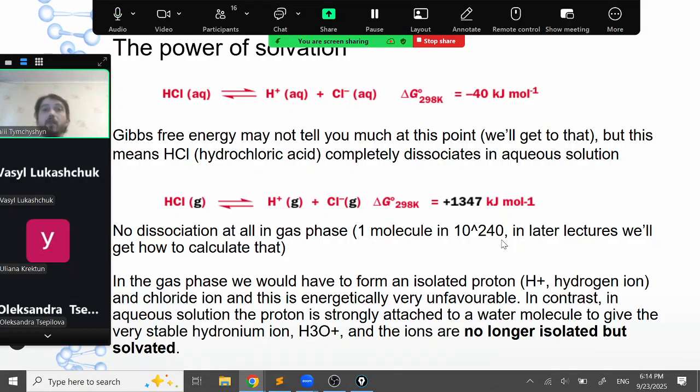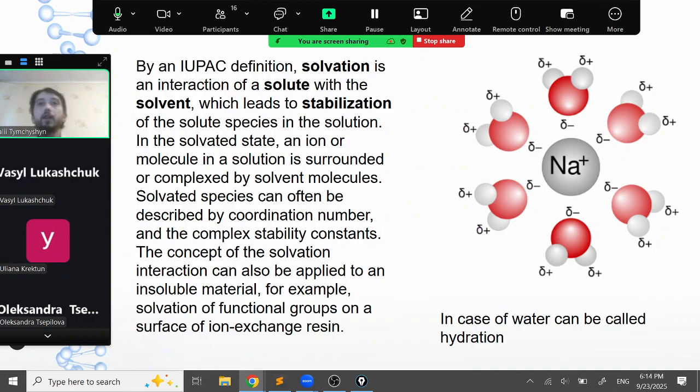So there is something pretty different going on in the solution, and we should keep in mind that ions are no longer isolated, but they are solvated. Here's an example of solvation. By the IUPAC definition, solvation is an interaction of a solute with a solvent which leads to stabilization of the solute species in the solution.